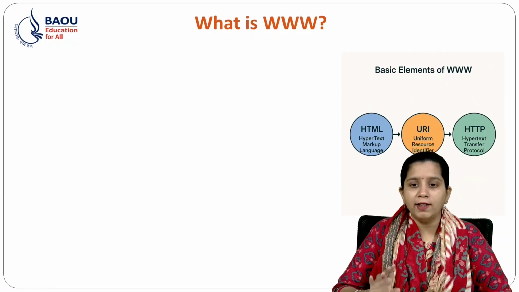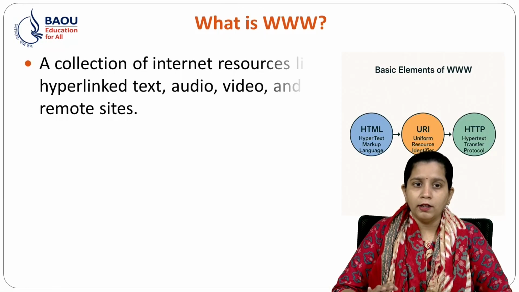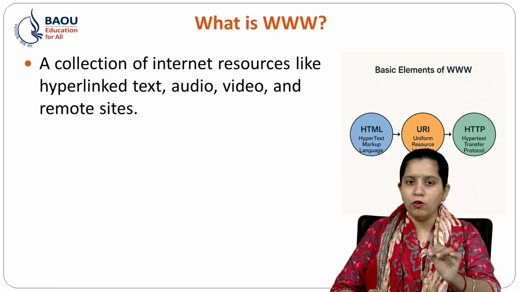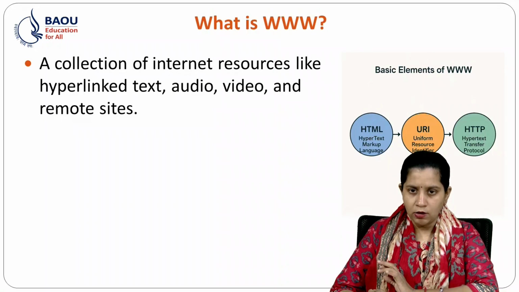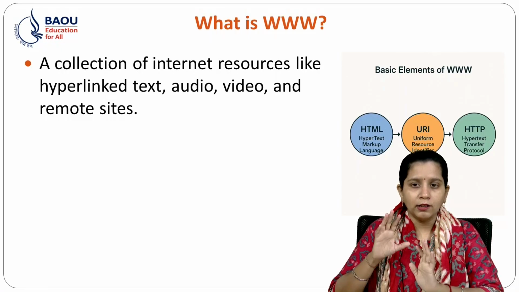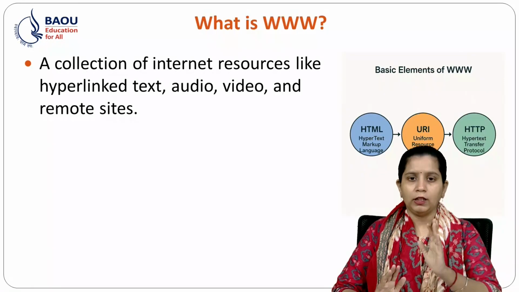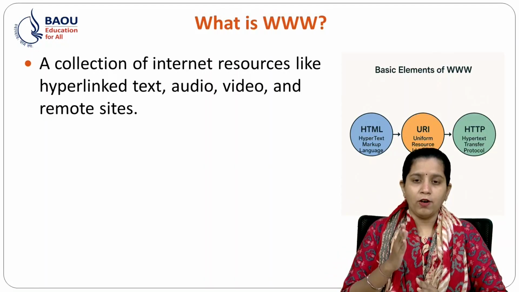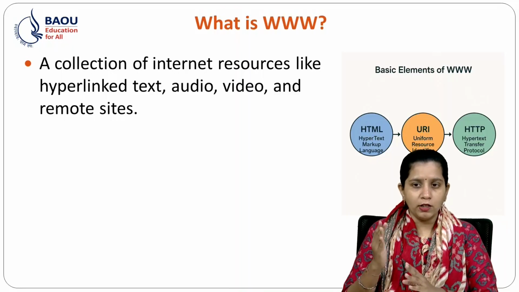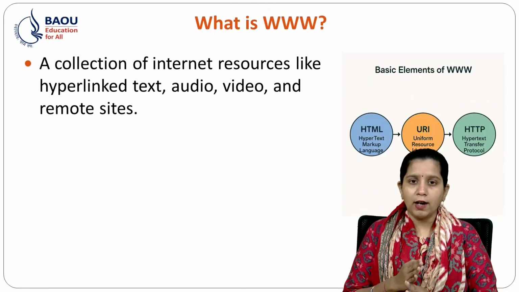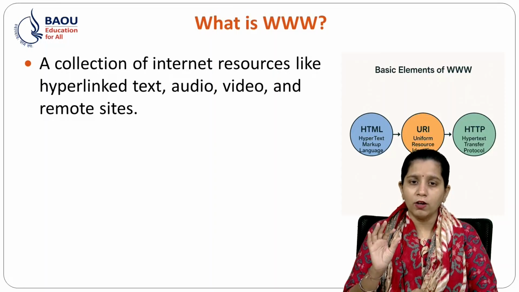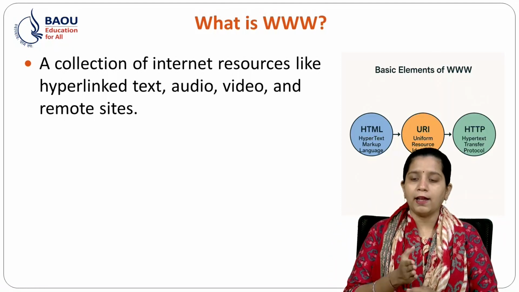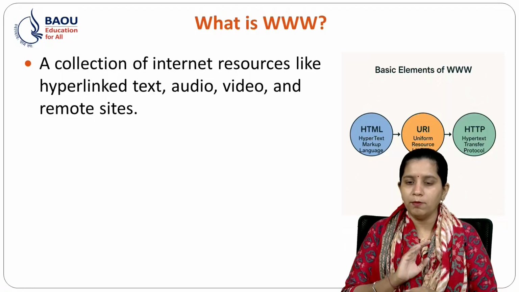So first of all, what is WWW? It is a collection of internet resources like hyperlinks, text, audio, video and remote sites. There are some basic elements of WWW, that is the HTML page, then URI, and then HTTP. We will see one by one what is HTML, what is URI and what is HTTP. Before that, we are going to learn what WWW is.